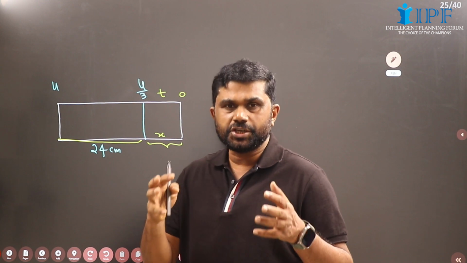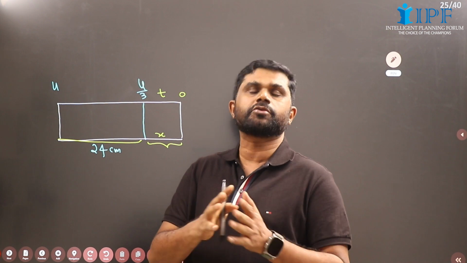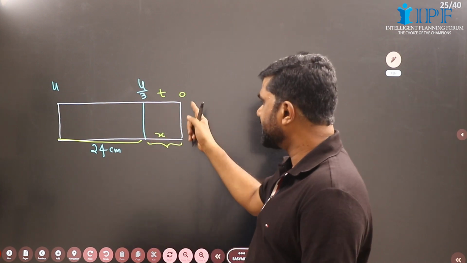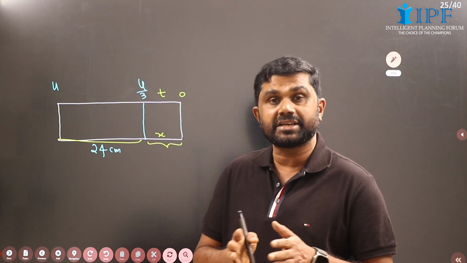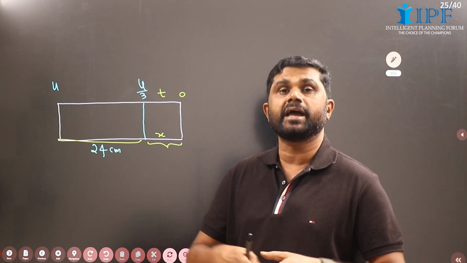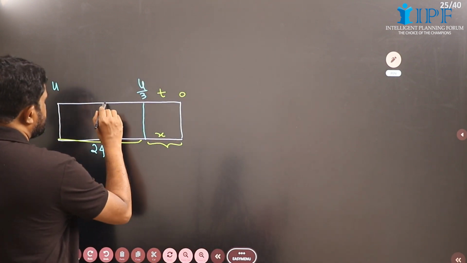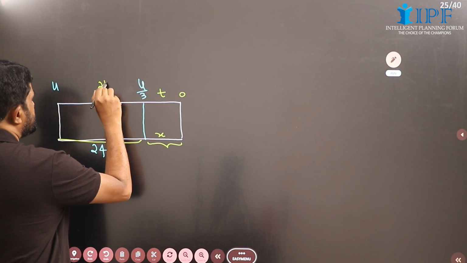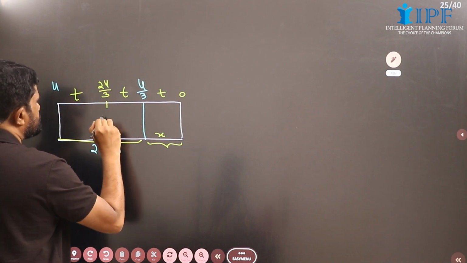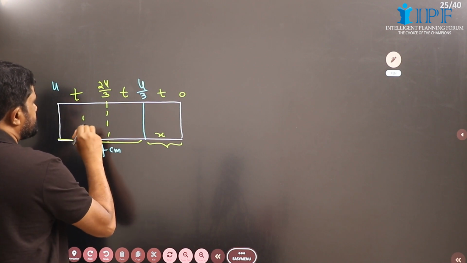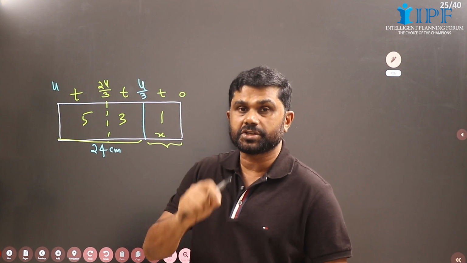It is moving with a uniform deceleration, so its velocity must change equally in equal intervals of time. If it takes t seconds to lose the final u by 3, then it should have taken another t to lose the first u by 3 and another t to lose the second u by 3. So it must be like this. Here the velocity is 2u by 3. The time interval here is t and here is also t. So the ratio of displacements will be 5:3:1.